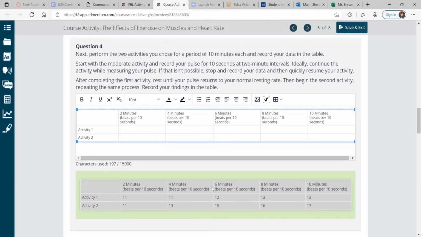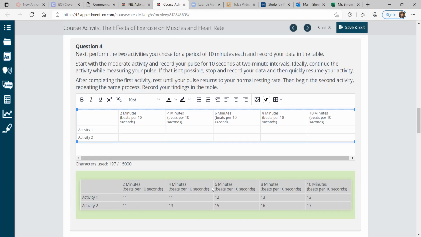So now we're going to do a 10-minute activity. Pick activity 1, which is walking for the example. Activity 2 is jogging. For activity 1, you're going to walk for 10 minutes, and every 2 minutes, you're going to take your pulse for 10 seconds and write down that number. So at 2 minutes, count the beats for 10 seconds. At 4 minutes, you do the same, 6 minutes, 8 minutes, and lastly 10 minutes. And then you switch to the other activity.